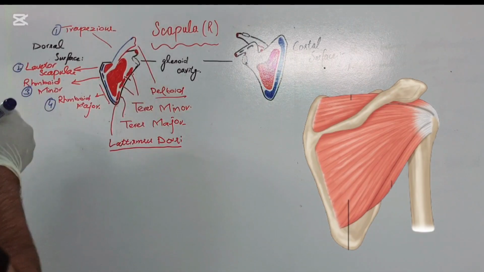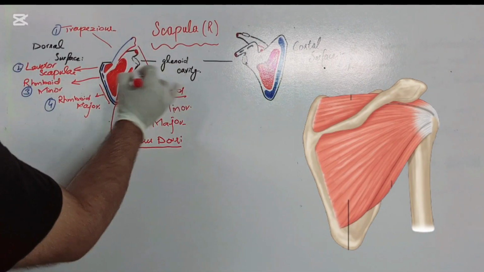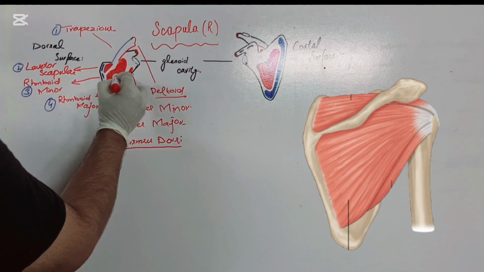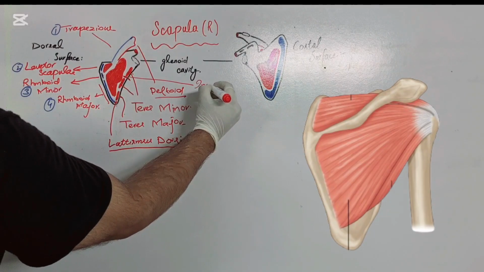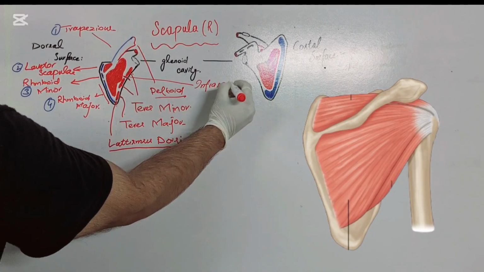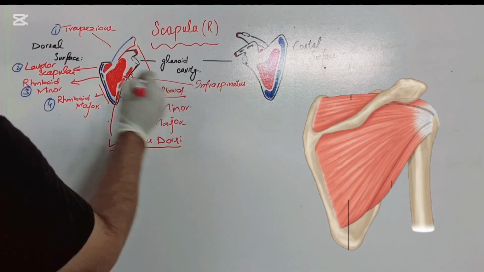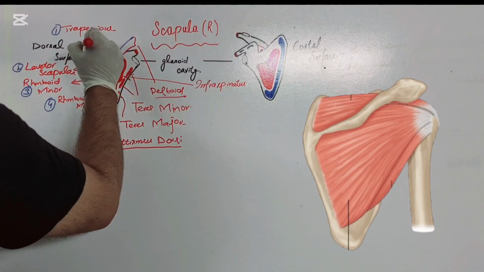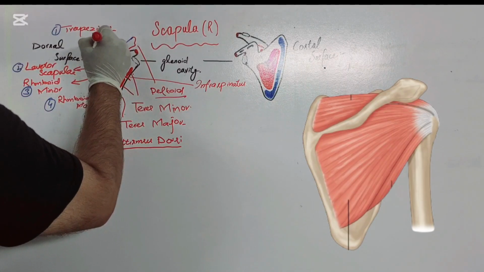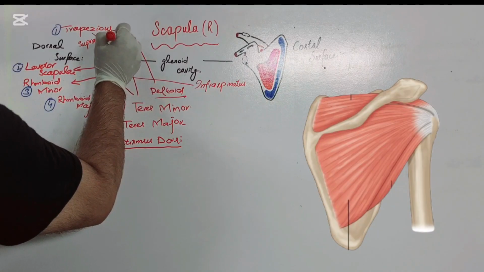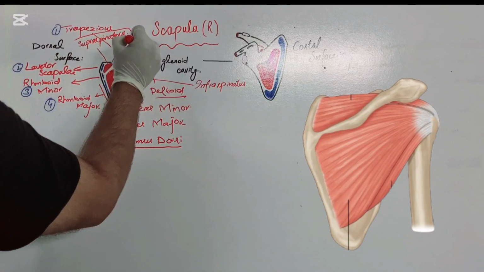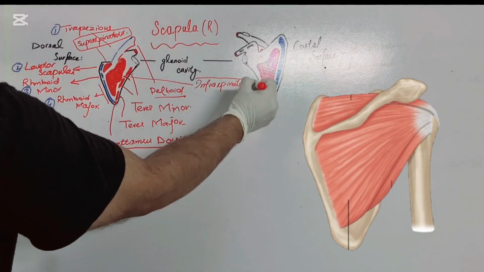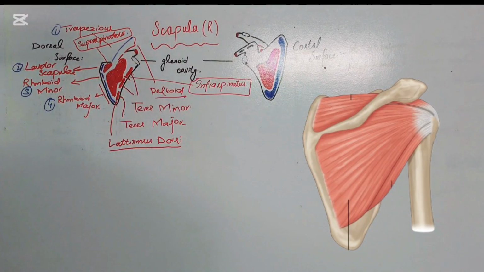Here I am going to present which is this one. This is infraspinatus, and this one is supraspinatus. These two muscles are major muscles of spinous fossas of dorsal aspect of scapula.